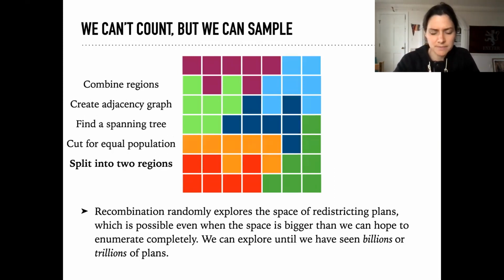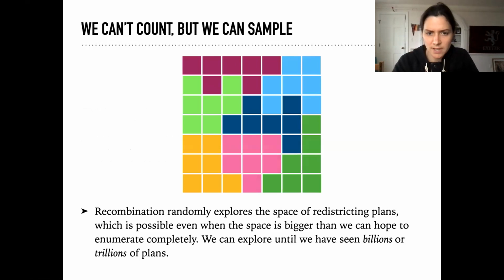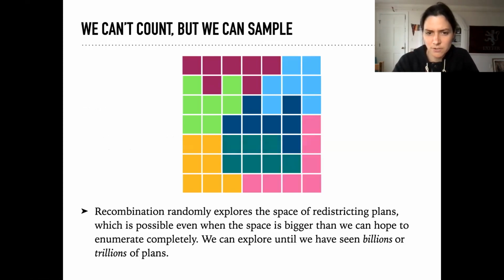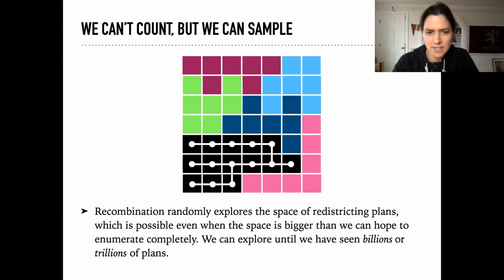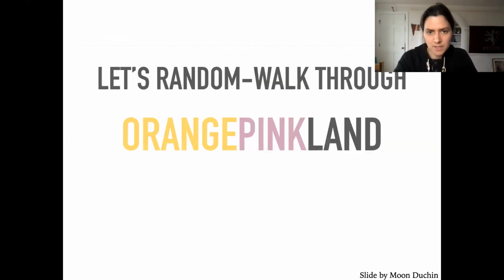And then we resplit it. And then we just do that. We merge them, we find a spanning tree, we cut, we have 2 districts. We merge them, we find a spanning tree, we cut, we have 2 new districts. And we just keep doing that, and we just wander around the space of plans for as long as we want. Yay, life is good. So let's do an example. So here's Orange Pinkland. These slides are made by Moon Duchin, who's a mathematician who works in this field, who trained us.